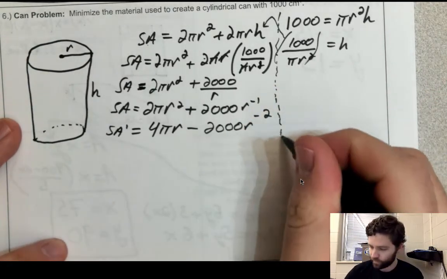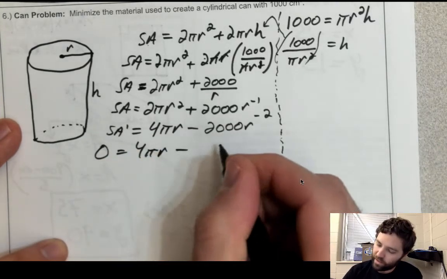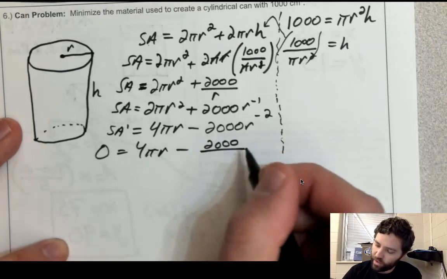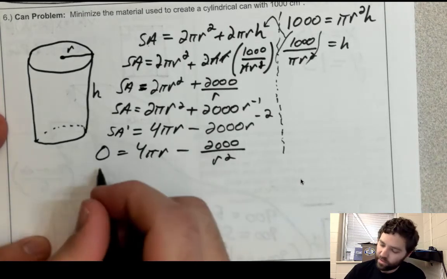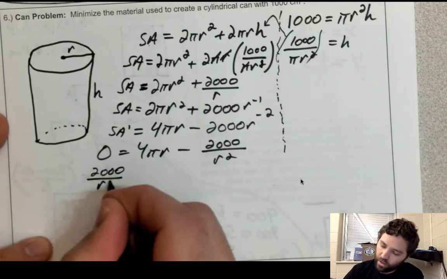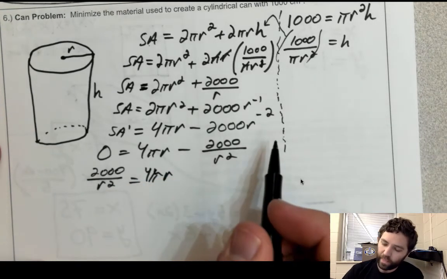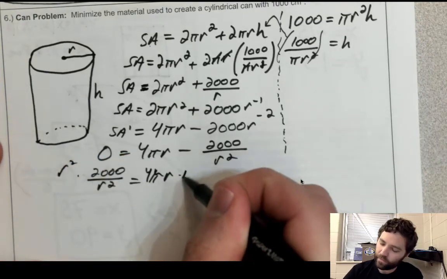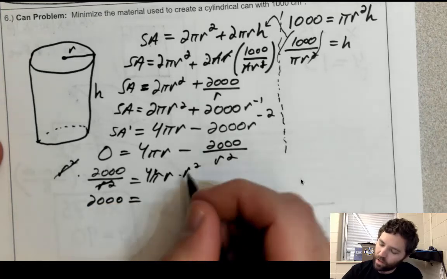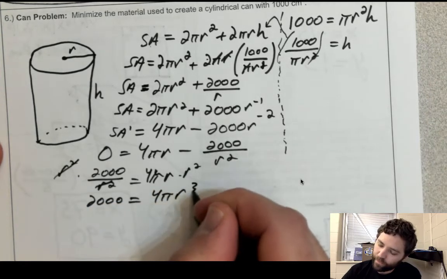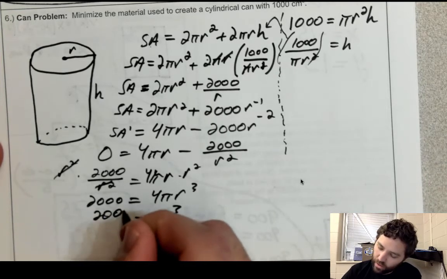Okay. Set that equal to 0. So I get 4 pi r minus, and this is ultimately, in its nicer form, 2,000 over r squared. I'm going to add the 2,000 over r squared to the left, so I get this, 2,000 over r squared equal to 4 pi r. And then I'm going to multiply both sides by r squared. So I get 1 over here times 1,000. Over here I get 4 pi r cubed. Divide both sides by 4 pi, so I get r cubed is equal to 2,000 over 4 pi.